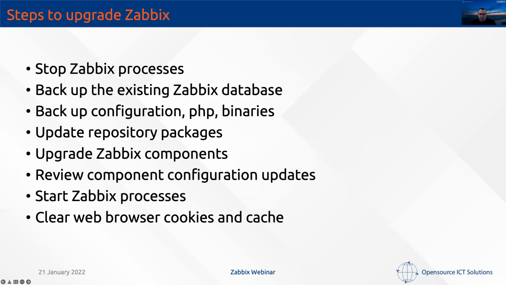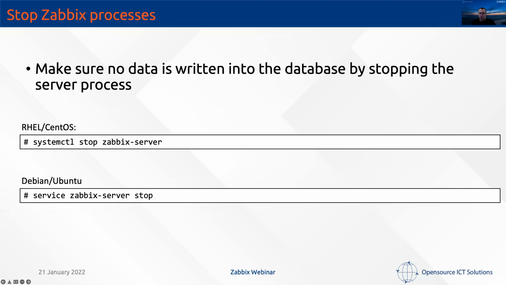Okay, step by step. Number one, stop the Zabbix processes. And that's somewhat important, as you don't want new data to be written into the database, because we should upgrade the database as well. So systemctl stop zabbix-server on Red Hat CentOS, or on Debian Ubuntu, well, systemctl should work as well, but according to the Zabbix guide, service zabbix-server stop. Give it a few seconds and all processes should be stopped.